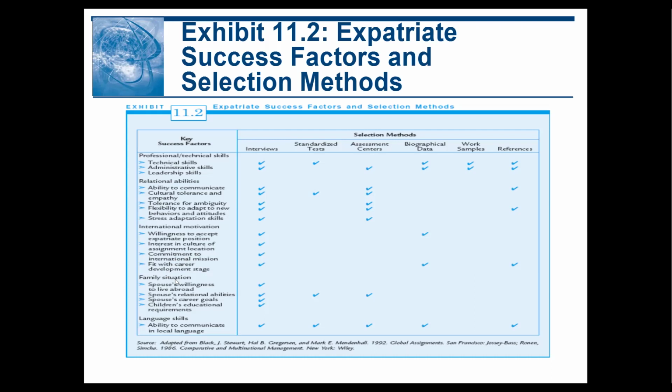Family situation: spouse's willingness to relocate, spouse's relational ability, spouse's career goals, children's educational requirements, language skills, and ability to communicate in the local language. These are the most important success factors for your expatriate.